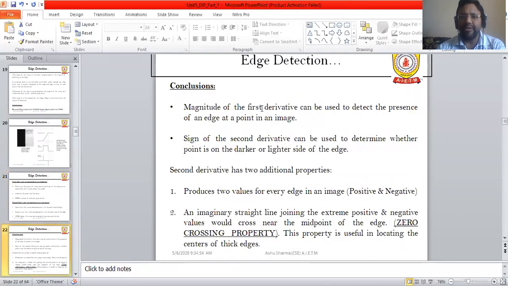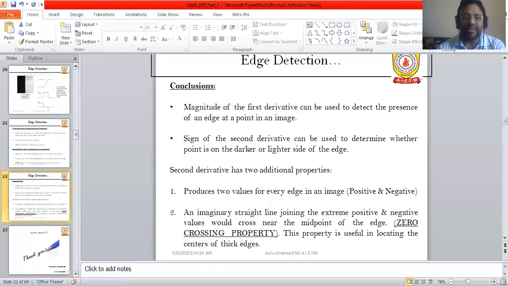So finally, magnitude of first derivative can be used to detect presence of an edge at that point in an image, and sign of the second derivative can be used to determine whether a point is on the darker or lighter side of the edge. Second order derivative has two additional properties: it produces two values for every edge in an image, positive and negative, and an imaginary straight line joining the extreme positive and negative values would cross near the midpoint of the edge. Zero crossing property. This property is useful for locating the center of edges.